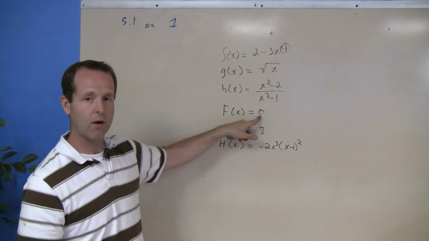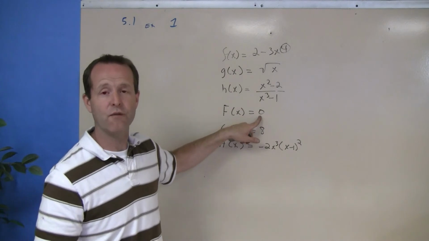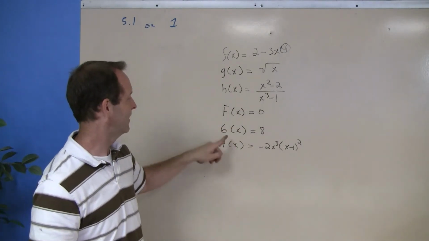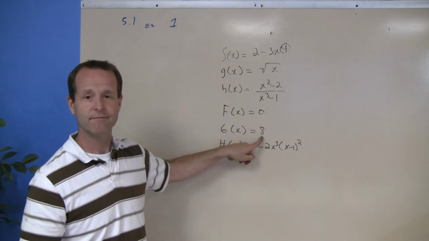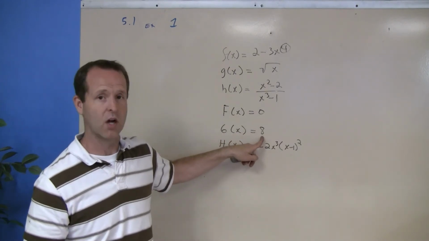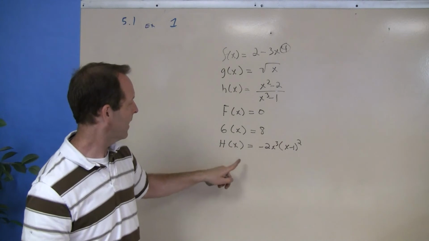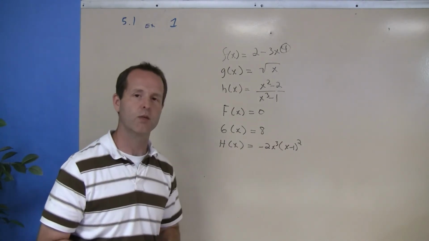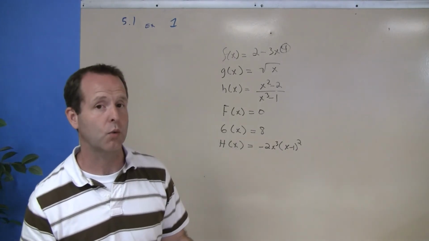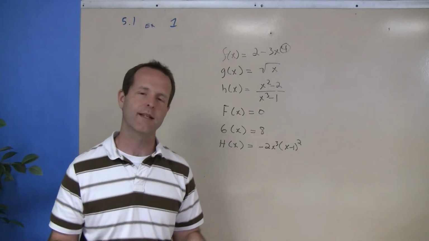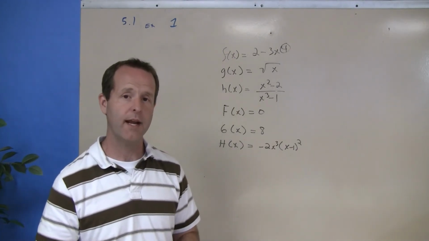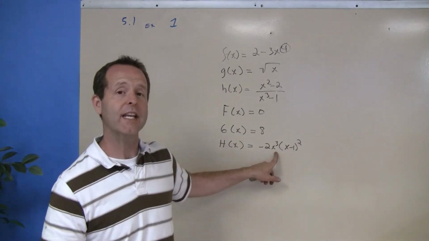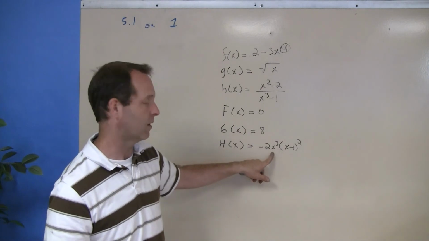f of x equals 0. Well, that's our boring zero function. And it is a function. It is a polynomial function. g of x equals 8. It's just a constant, but that's also a polynomial function. And lastly, h of x equals negative 2x cubed times x minus 1 squared. I see no square roots. I see no way that something turns out to be in the denominator. Every exponent of my x is a non-negative integer. So this is a polynomial.